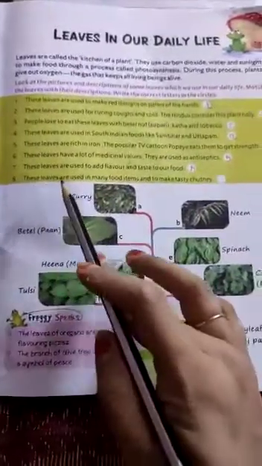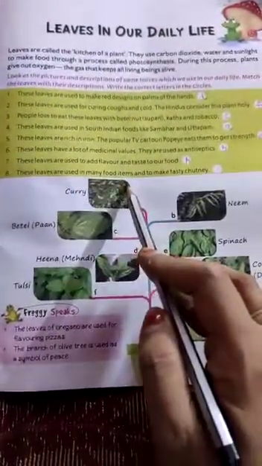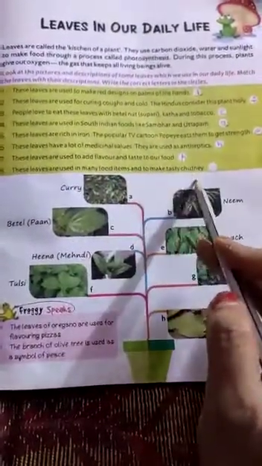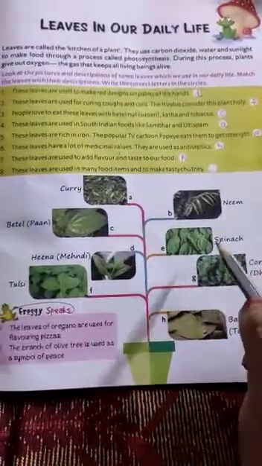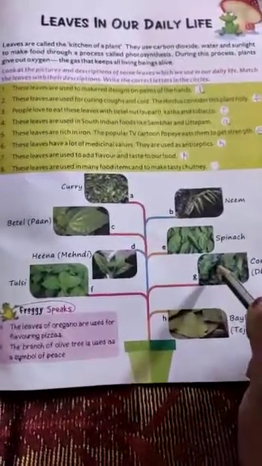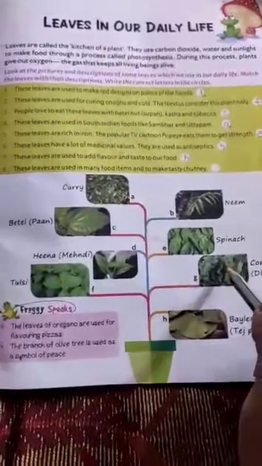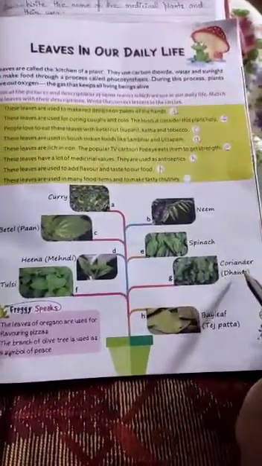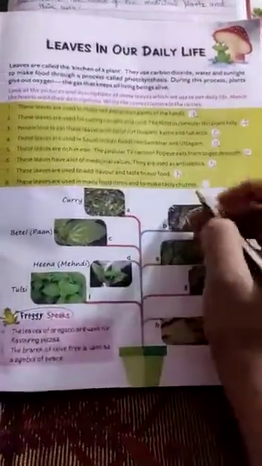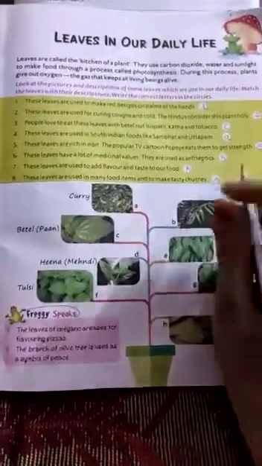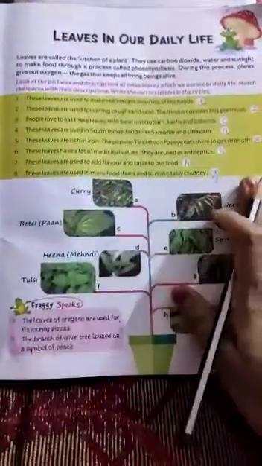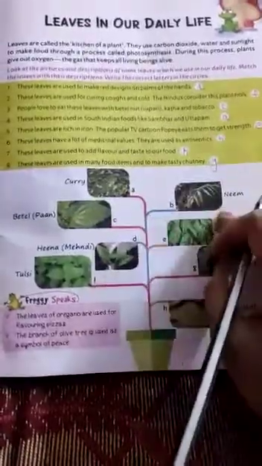Now, these leaves are used in many food items and to make tasty chutney. We use these leaves to garnish our curries. We use these leaves to make chutney, and this is called coriander leaf or dhania patti. So we will write G over here. Okay. In this way we have seen so many uses of different types of leaves.